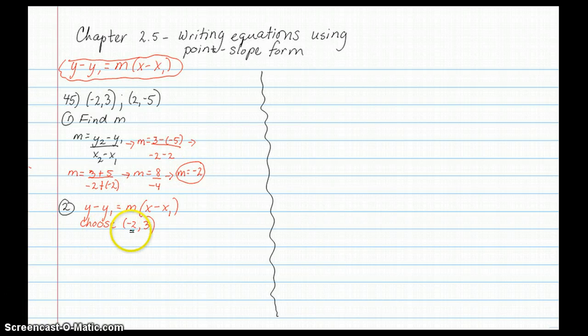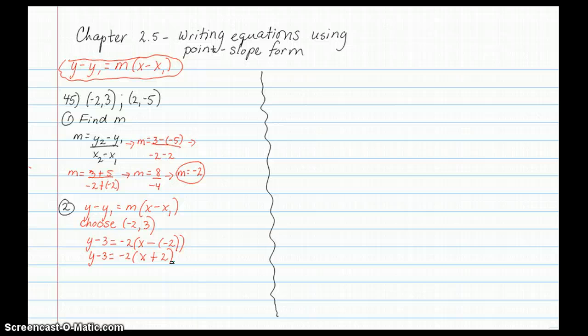Okay, so we're going to choose negative 2, 3. You can choose 2, negative 5, but we're going to choose negative 2, 3 so that we're all together. It's y minus y sub 1, so this one's fairly easy. Y minus 3 equals, we know our m is negative 2. Here's where you have to be careful. X minus x sub 1 is negative 2. You cannot leave it as x minus a negative 2. You have to do the additive inverse, so it's going to be y minus 3 equals negative 2 times x plus negative 2's opposite is 2. So it's y minus 3 equals negative 2 times x plus 2.